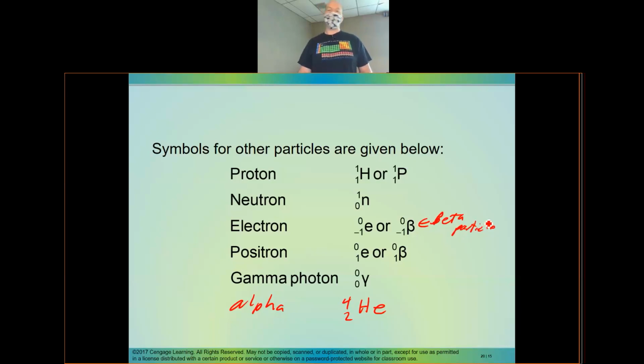And if it says beta particle and you write E, I'm not going to count that wrong. The 0, minus 1, that is the key. All right. And so your beta is a fancy little B here. All right. So then a new one would be a positron.